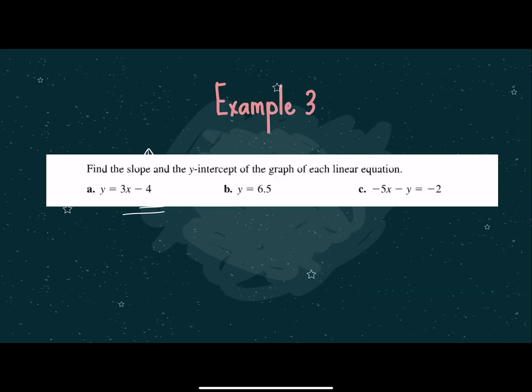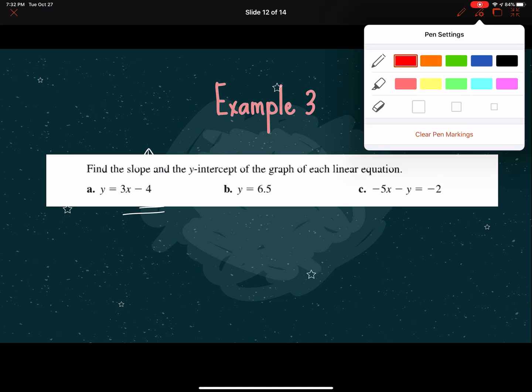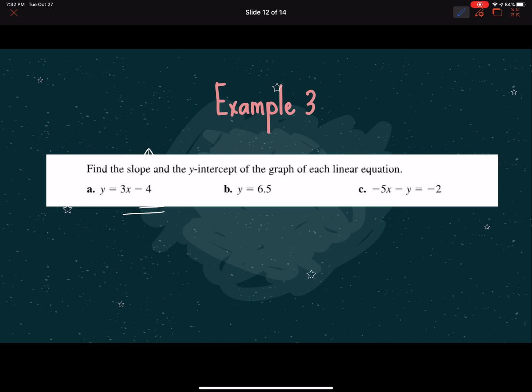Okay, let's go on to example 3 now and apply that slope-intercept form. So if we're talking about slope-intercept form, remember we're talking about y equals mx plus b. Keep that in mind because we need to find the slope and the y-intercept of the graph of each linear equation.